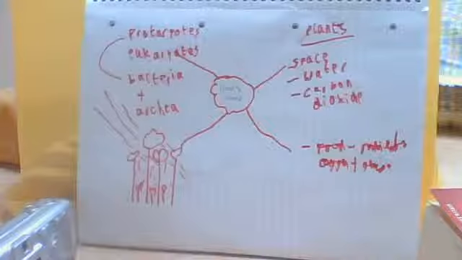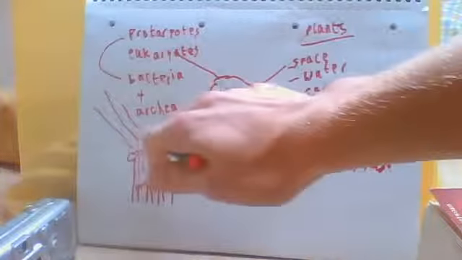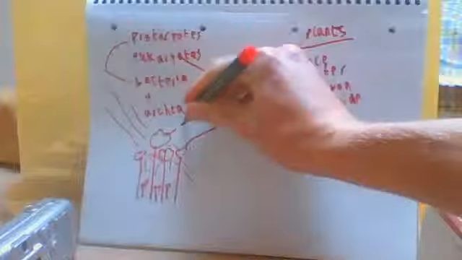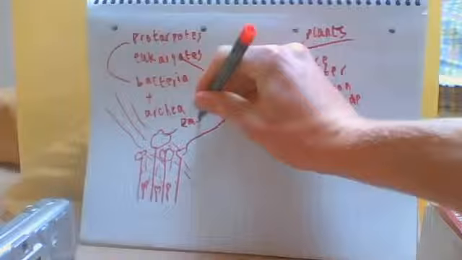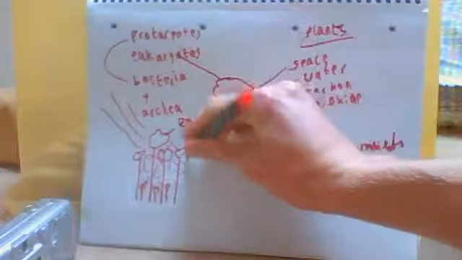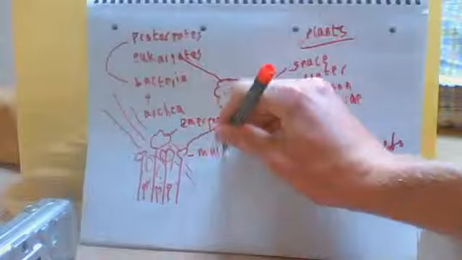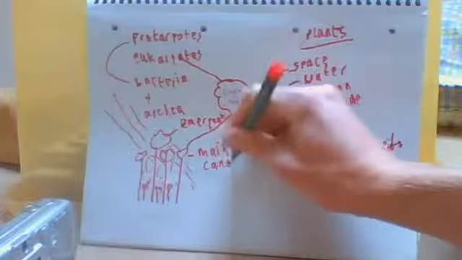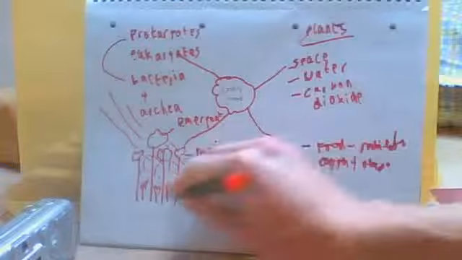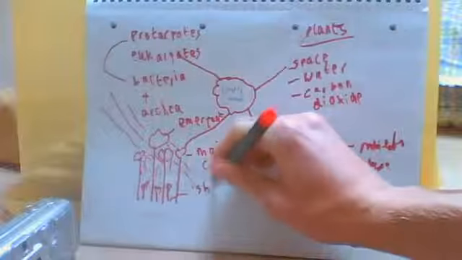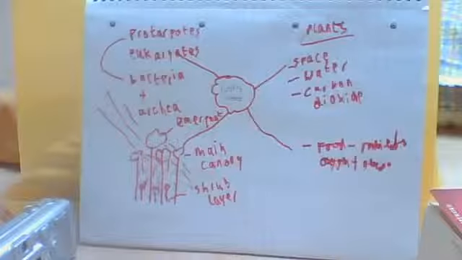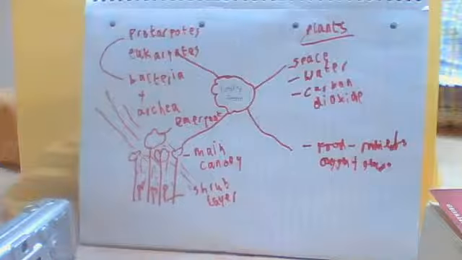The emergent layer is just this very top tree, as I've said before, so I'll label this emergent. This bit here is known as the main canopy, and you might sometimes refer to this layer as the shrub layer. Okay, so these are your main sort of layers in a rainforest.